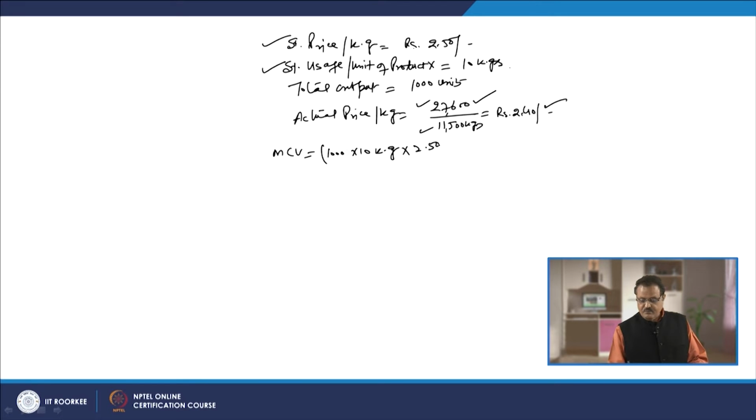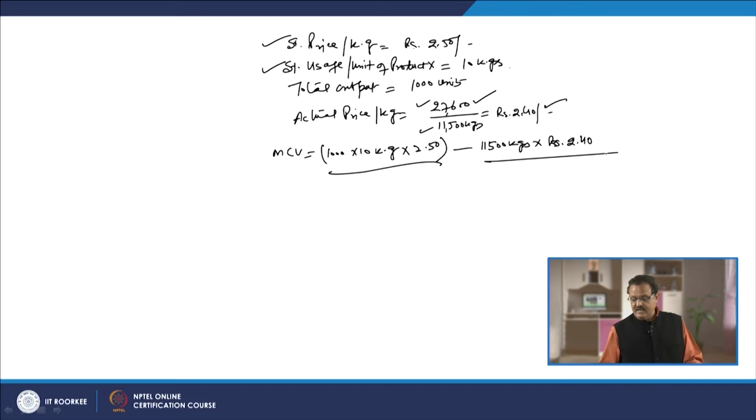This is the standard cost. And what is the actual cost of the material? If you look at the actual cost, the actual quantity is 11,500 kgs, and the price is rupees 2.4 per kg. This is the price we have to pay. So, this becomes the standard cost, and this becomes the actual cost.